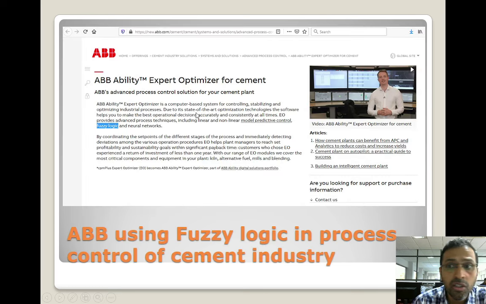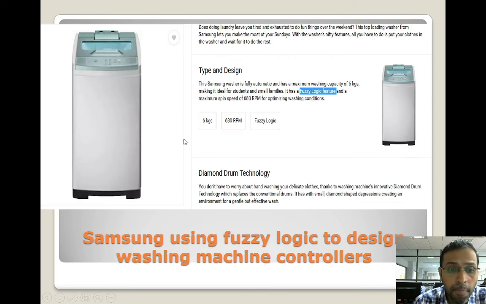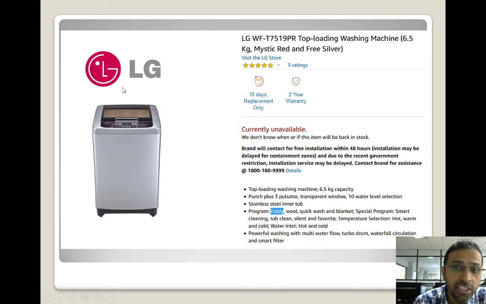Now when we are talking about where this is used, ABB is actually using it in their various cement industry plants for optimizing the cement. Basically they are using this for the mixture of their chemical compositions in the cement industries to get the best processes or best quality material out of it. Then Samsung as well as IFB are also using fuzzy logic in their washing machines. This is widely used in the electronic industry. LG is also using it. We can see that it is fuzzy logic controlled.